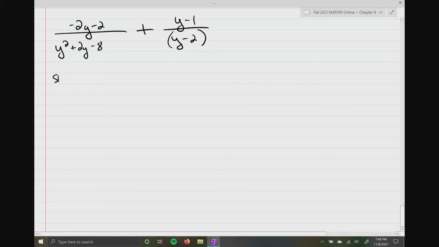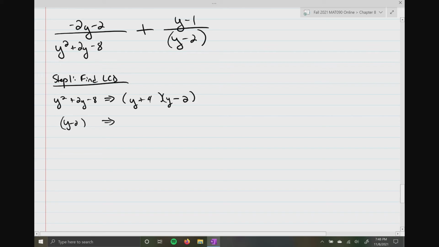So step 1, let's find the LCD. Y squared plus 2y minus 8. We'll factor down into, let's see, a y and a y, a plus and a minus. And how about positive 4 and y minus 2? Now the y minus 2, well, that's already factored. You can't do anything with it. So I'm going to put it directly underneath. So my LCD, just drop everything straight down.